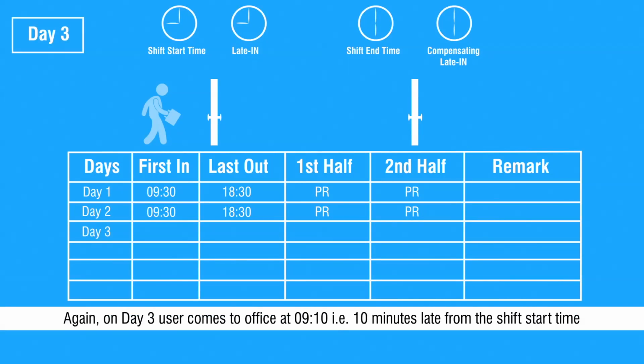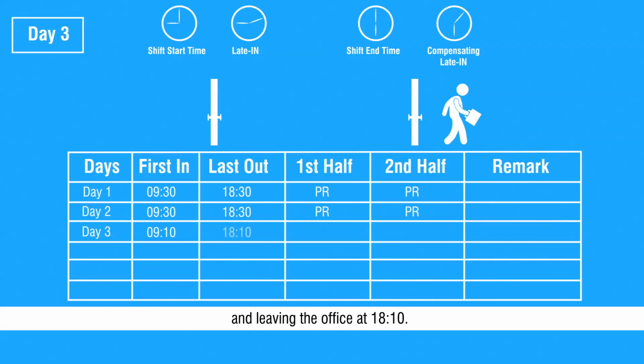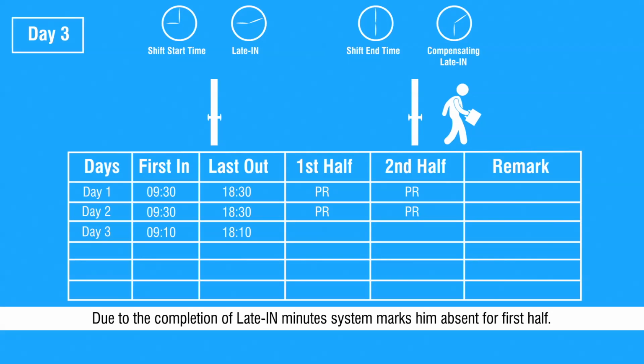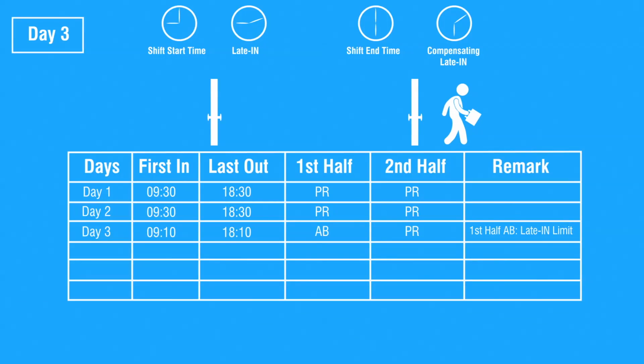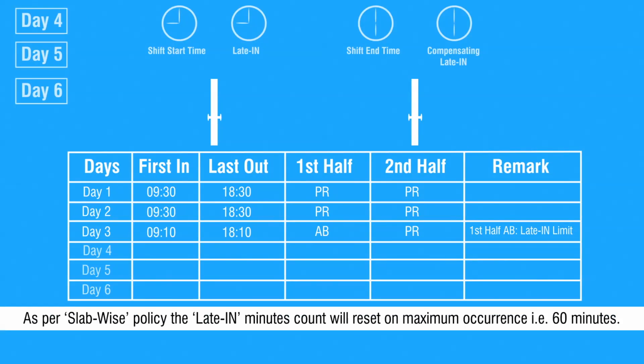Again, on day 3, user comes to office at 9:10, that is 10 minutes late from the shift start time and leaving the office at 18:10. Due to the completion of LateIN minutes, system marks him absent for first half. As per slab-wise policy, the LateIN minutes count will reset on maximum occurrence, that is 60 minutes.